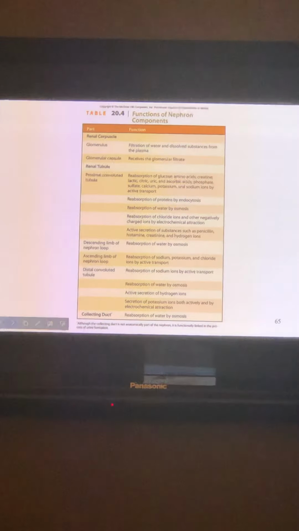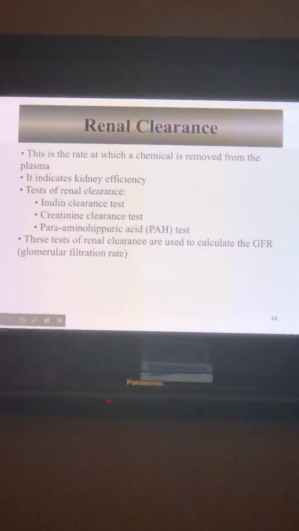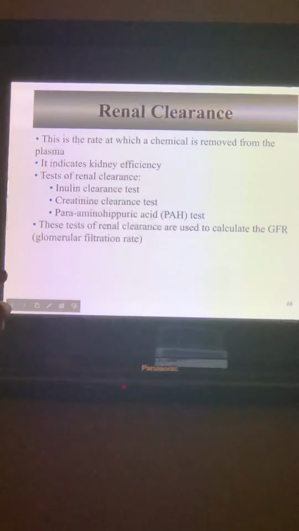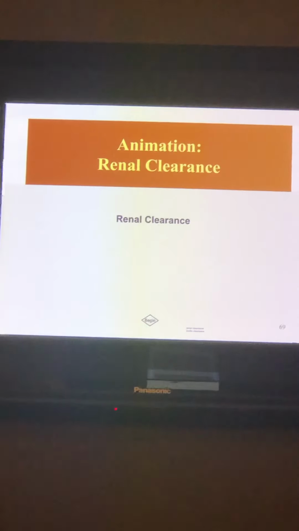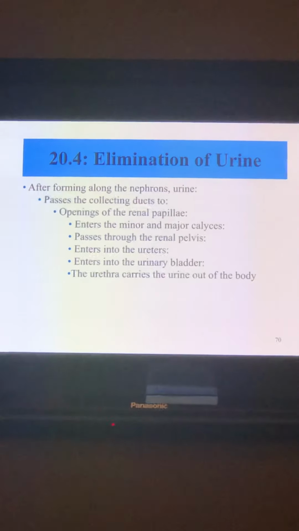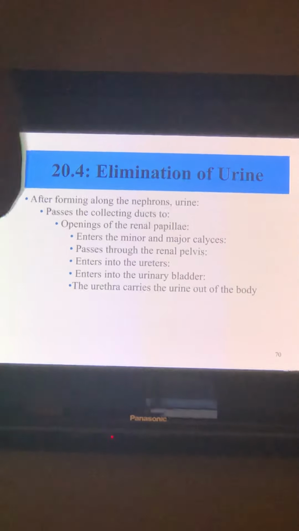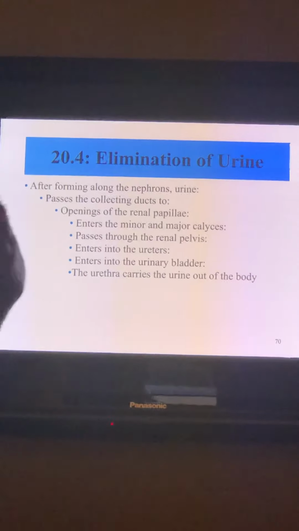All right, let's see what else we got. There's not much else here I'm going to give you. Urine composition is mostly water. Sorry, I'm going backwards here. Mostly water. All right, here's something I want you to know. The elimination of urine. Now, I can't write all this down on a whiteboard. Our whiteboard had too much of a glare on it. We tried to use it earlier. So just listen to this.